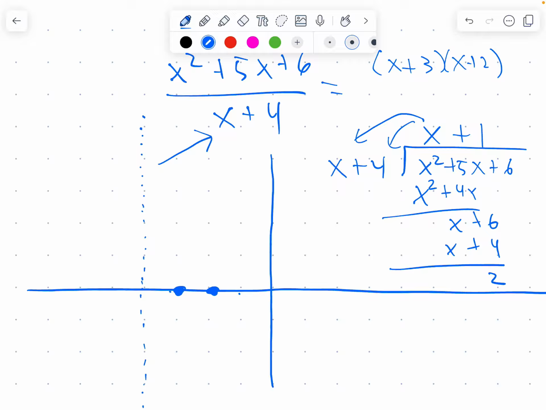We're going to subtract, and we have a 2. And so our remainder is 2. We're going to put it over this. So that means that we have a slant asymptote at y = x + 1.